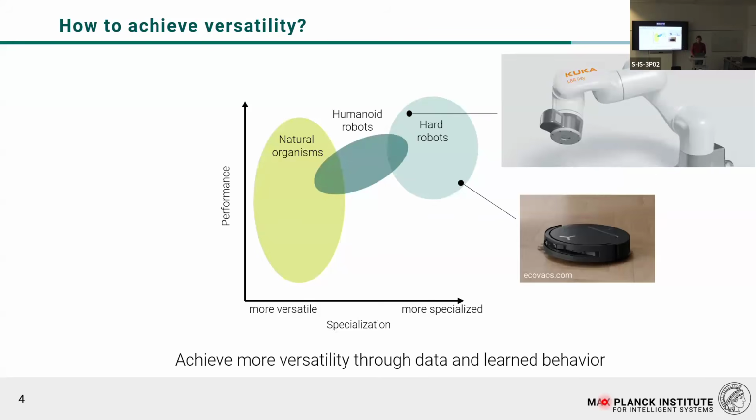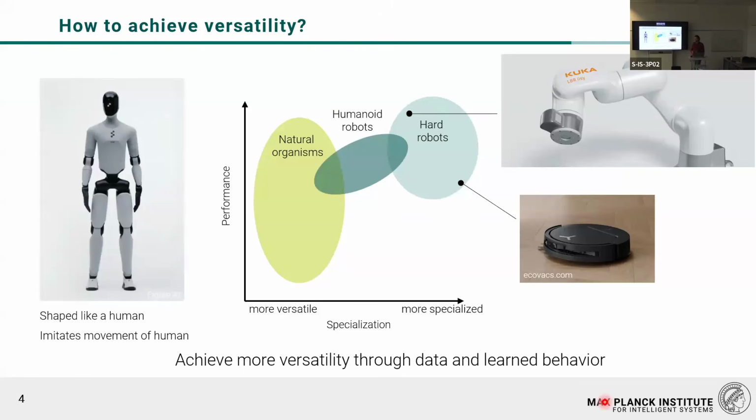As I said before, humanoid robots are one way to do this. And here the goal is to achieve this through data and through learning behavior. So many companies around the world try to build a robot that looks like a human, that is shaped like a human, and that can imitate our movements and behaviors. Because we think it's a very effective strategy to learn from us to do certain tasks.